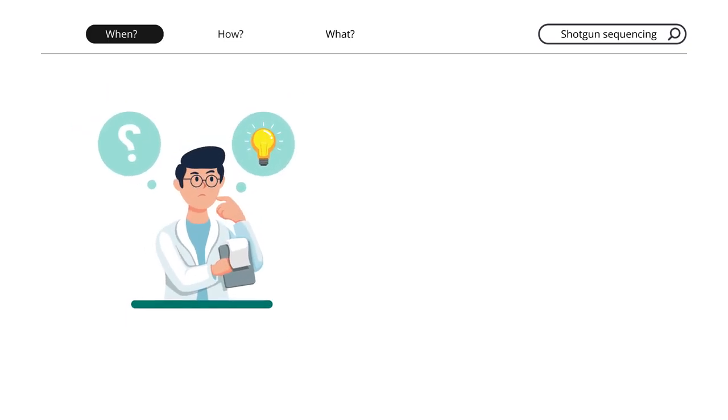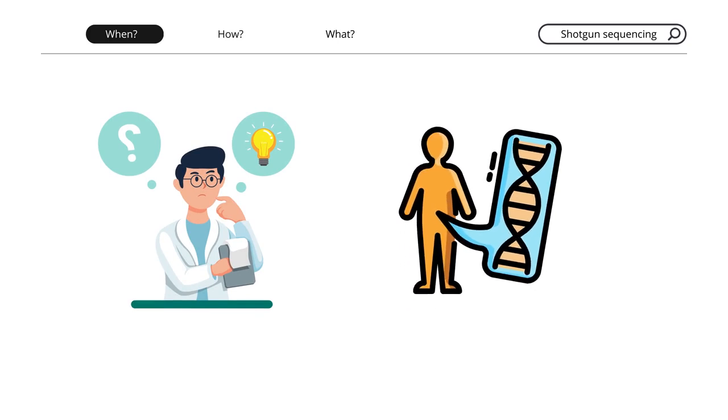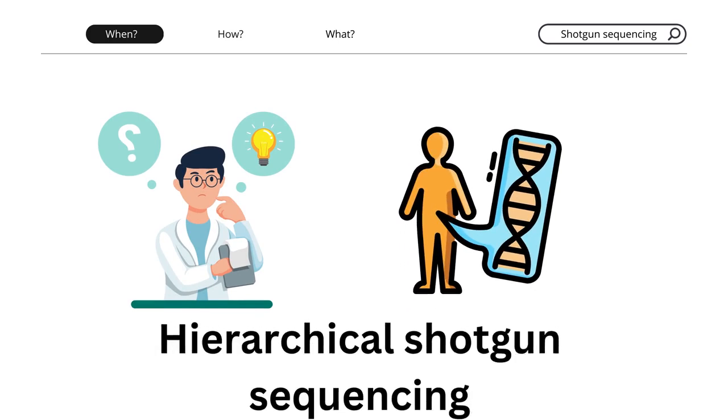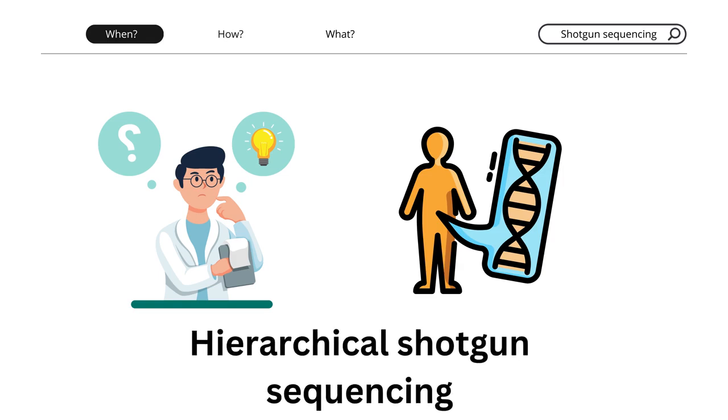During the 1990s, scientists needed to sequence large genomes more reliably to be able to sequence the human genome. For this, they came up with the hierarchical shotgun sequencing, a variation of the whole genome shotgun sequencing method. Here is how it works.